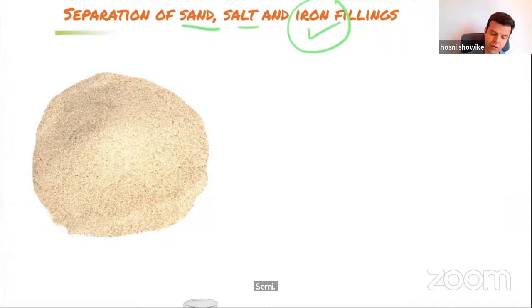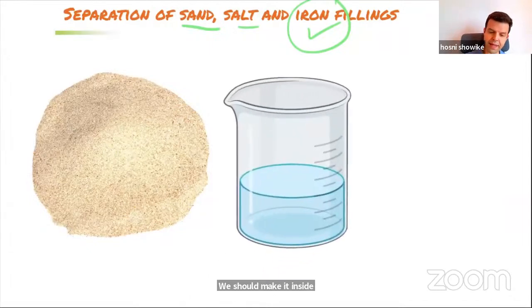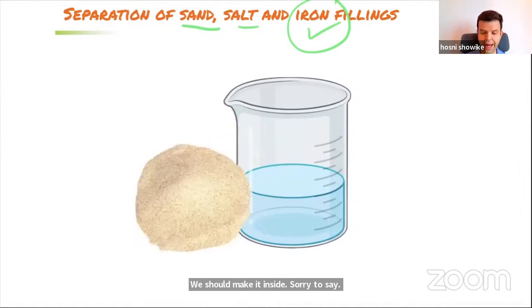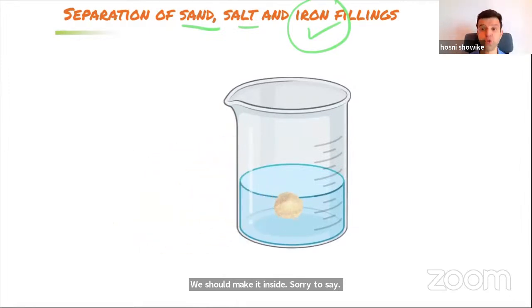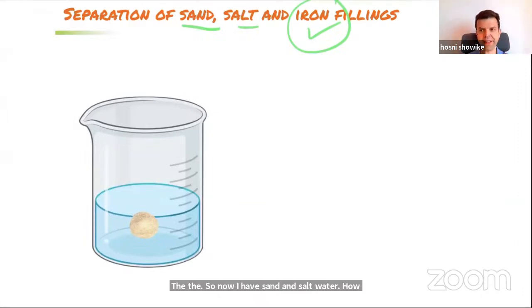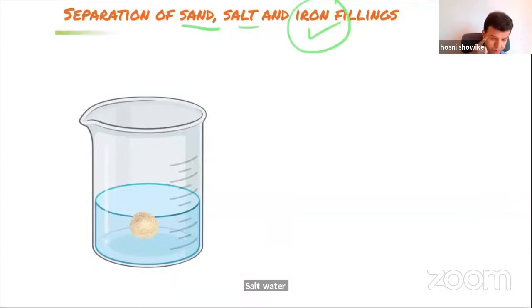To separate the salt and sand, my next thing is to take my mixture and put it into water. As I put it into water, the salt dissolves. All right. And what am I going to be left with? The sand. So now I have sand and salt water. How am I supposed to remove the sand and keep that salt water? Hala? By filtration. Very good, Hala.